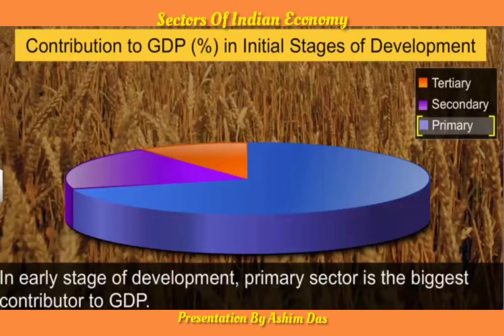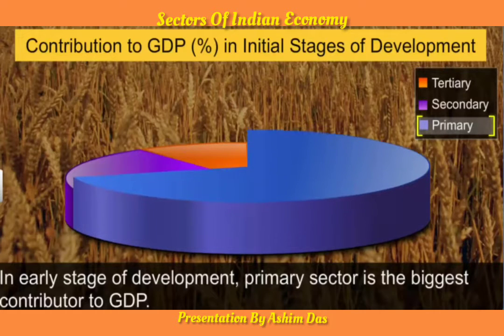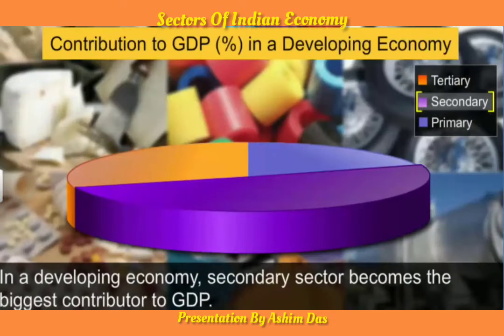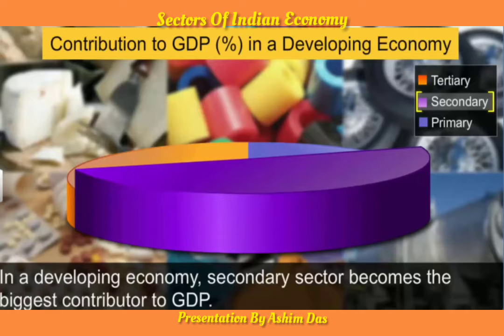An economy starts developing based on natural resources and products. Thus, at the initial stage of development, the primary sector is the biggest contributor to GDP. In a developing economy, industrialization creates fresh job opportunities and people start using more and more manufactured goods. This is the phase where the secondary sector becomes the biggest contributor to GDP.